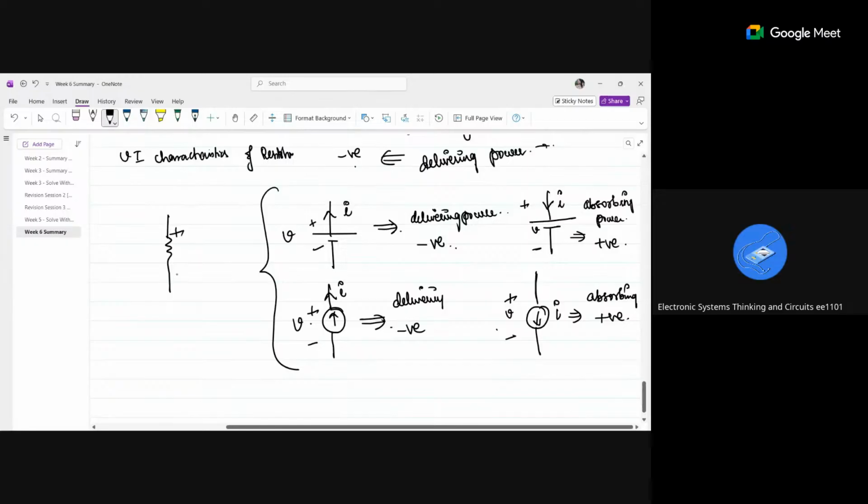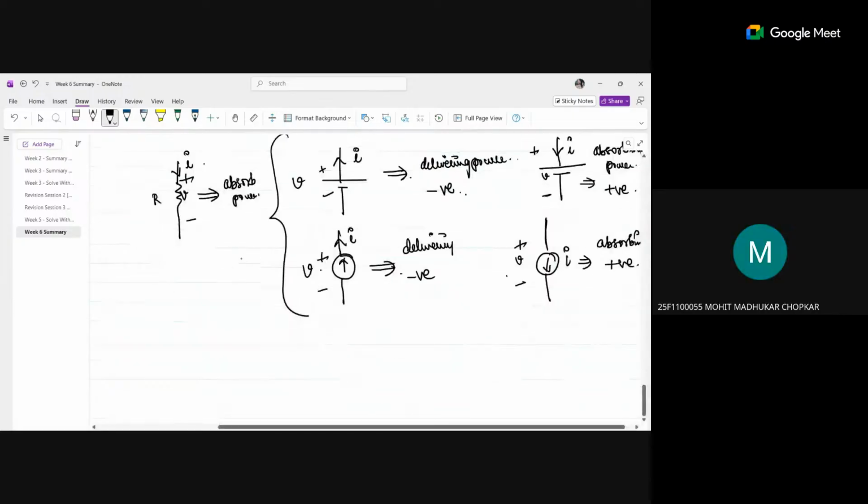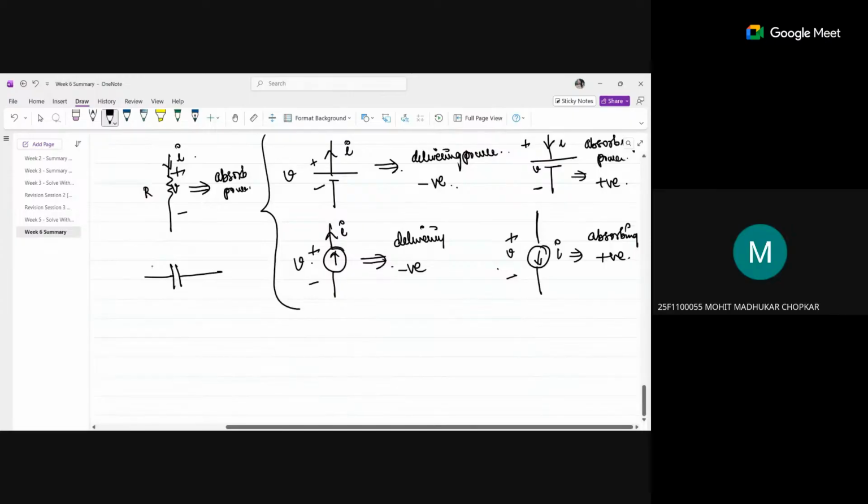If it is a resistor, what is this doing? It is absorbing the power. Yes, it's also absorbing the power. Positive. If it is a capacitor, what is this doing? It also absorbs. Positive. If the current enters the positive terminal of the element, then it is absorbing.